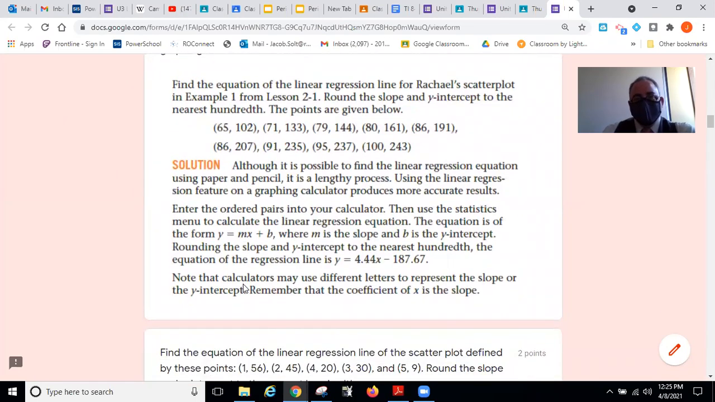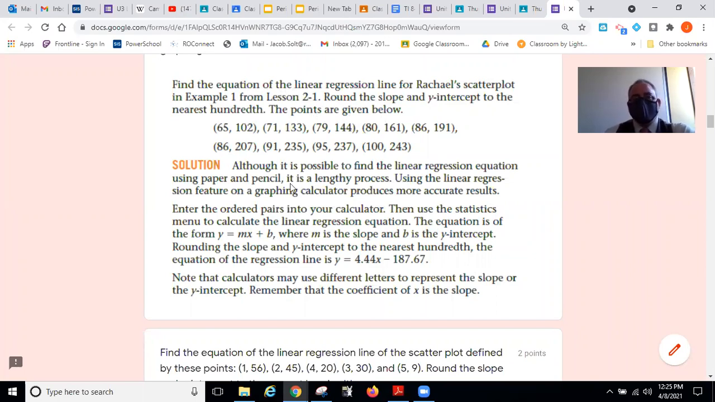Occasionally you're going to have to find a linear regression line for some data. In this lesson, you're going to have to do some of that. So here's how to do that. The question is, find the equation of the linear regression line for Rachel's scatter plot in example 1 from a different lesson. Round the slope and the y-intercept to the nearest hundredth. The points are given below.